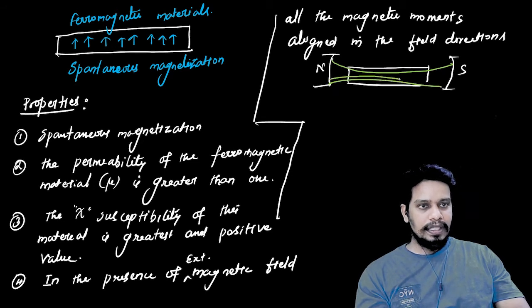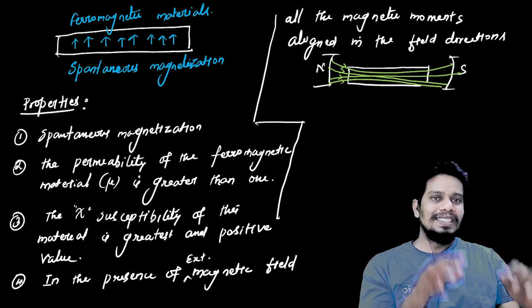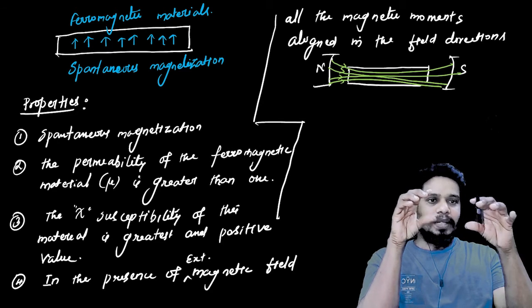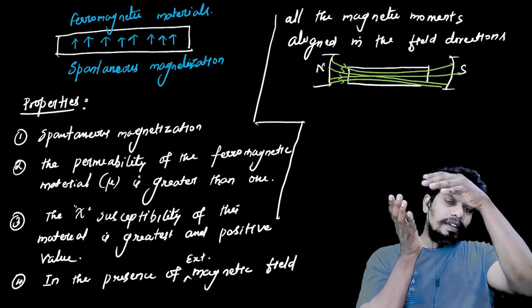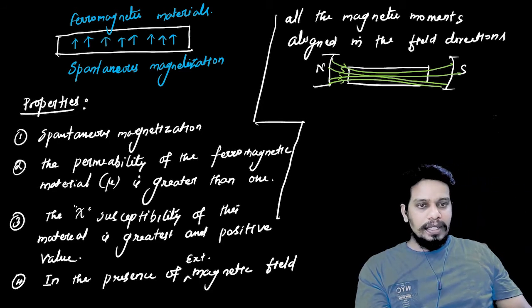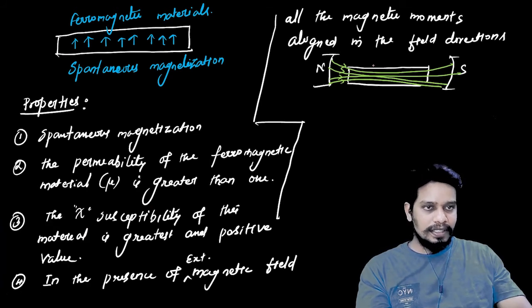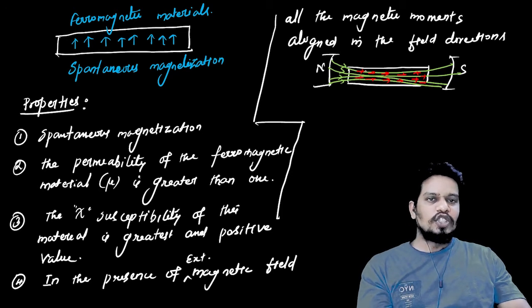So that means the external field will strongly magnetize the ferromagnetic material. What do you mean by that? It means that inside the material, the moments will be perfectly aligned. If you look at the magnetic moments in this ferromagnetic material, all of them are aligned in this applied field direction. So that means it's strongly magnetized.